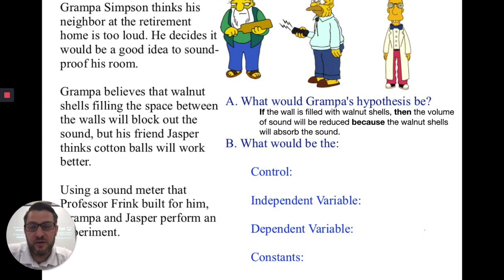Now that we have a hypothesis, we can start defining the components of our experiment. First off, we need to ask ourselves, what is the control of this experiment? Remember, your control is the standard for comparison. Here, we're going to compare our results with the wall with no filling. So we're simply going to measure the sound coming through the wall.